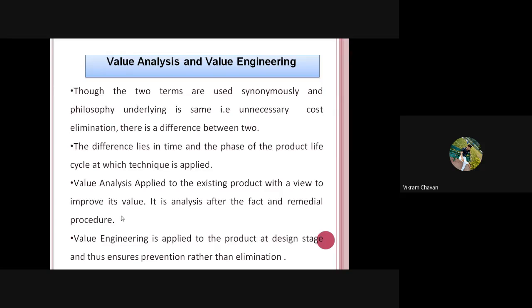So after launching the product, or if the product is already in existence, production is running on a regular basis, and we want to reduce its cost and increase its valuation, in that case we use the terminology value analysis. It is important. Okay, value analysis applied to the existing product with a view to improve its value. It is analysis after the fact and remedial procedure.